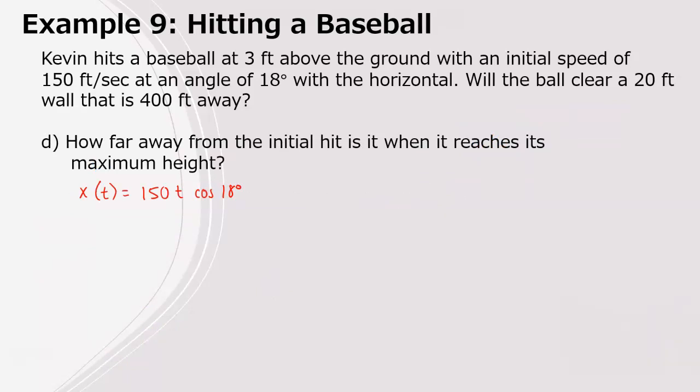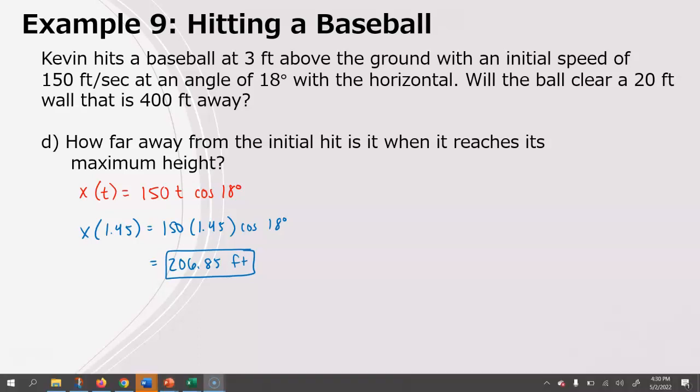All right, now the next part, part D, asks us for how far away from the initial hit is it when it reaches its maximum height. So we're going to use that same time. Remember, it reaches the maximum height after 1.45 seconds. Now this is saying how far away from the initial hit, so this is asking for the horizontal distance from home plate. So we're going to plug that 1.45 into our horizontal position formula, which is this one. This one's pretty easy to plug in your calculator. When you do that, you get 206.85 feet. So after 1.45 seconds, it would be 206.85 feet away from home plate when it reaches its maximum height.